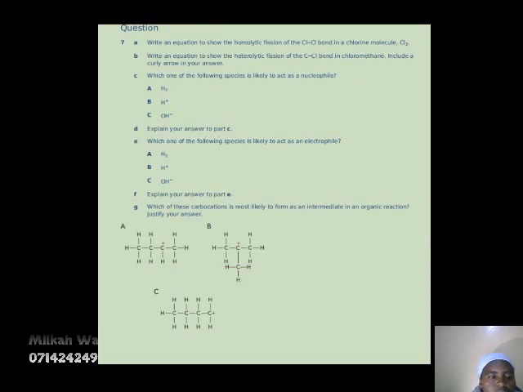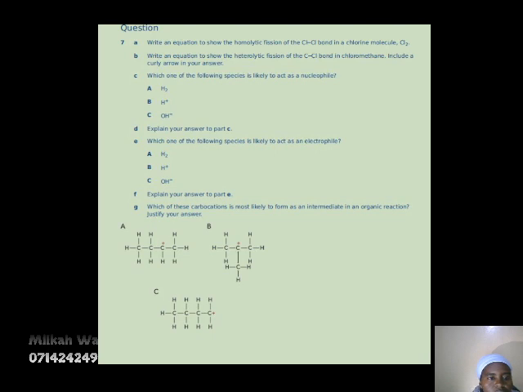So there are some questions there. Write an equation to show homolytic fission of the chlorine-chlorine bond in a chlorine molecule. So for homolytic fission, you have bond breaking where one electron will leave with one chlorine and the other one will leave with the other chlorine. Write an equation to show the heterolytic fission of the carbon-chlorine bond in chloromethane and include a curly arrow in your answer. So for heterolytic fission, both of the electrons that are forming the bond are carried away by one of the atoms. So the chlorine will leave with both electrons, and then the carbon will be left positively charged.